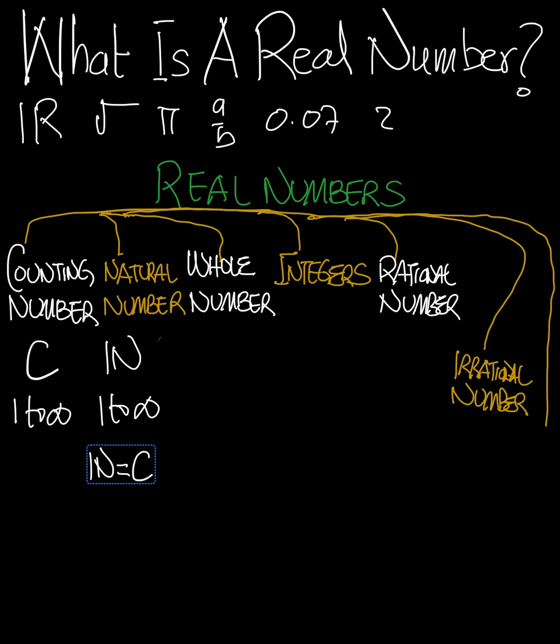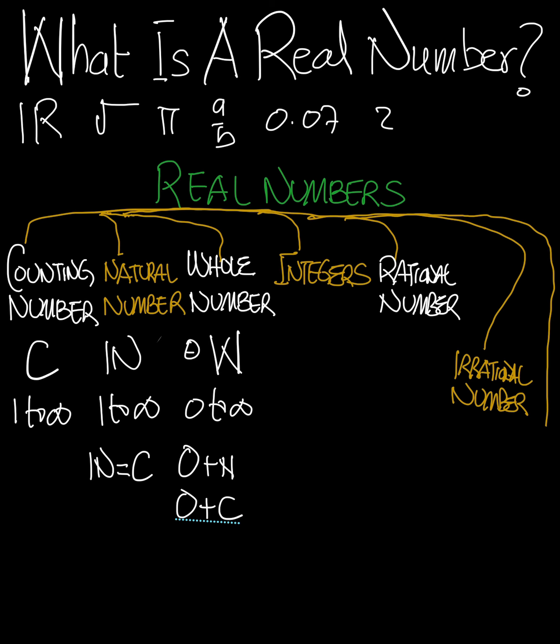On the other hand, we have what we call whole numbers. Whole numbers are denoted with a W, and they begin from 0 to infinity, meaning that it's the same as 0 plus a natural number, or 0 plus a counting number. Because natural numbers and counting numbers begin from 1 all the way up to infinity, if you add it to 0, you get whole numbers.